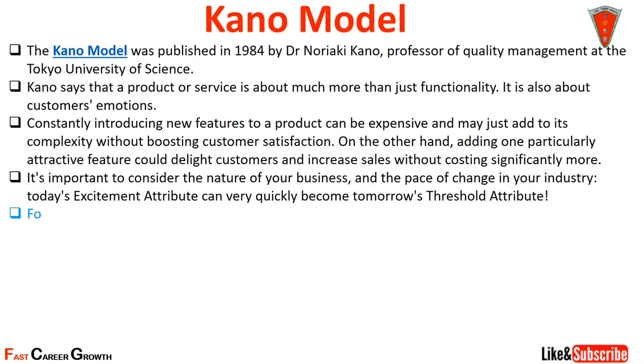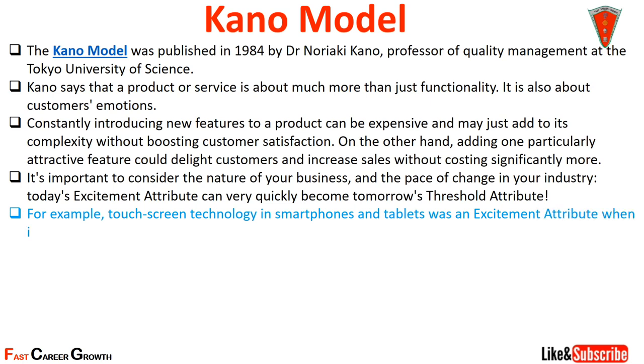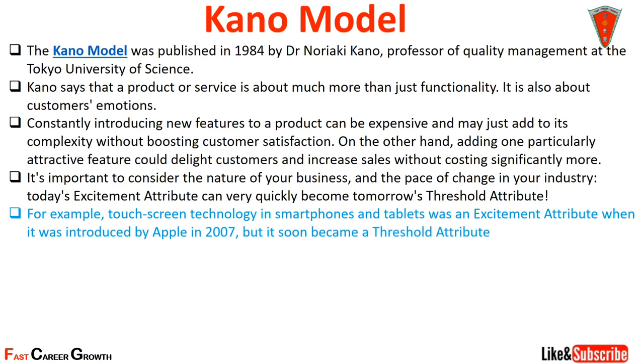Today's excitement attribute can very quickly become tomorrow's threshold attribute. For example, touchscreen technology in smartphones and tablets was an excitement attribute when it was introduced by Apple in 2007. But it soon became a threshold attribute, as common to many electronic devices. These features are available in many devices later on.